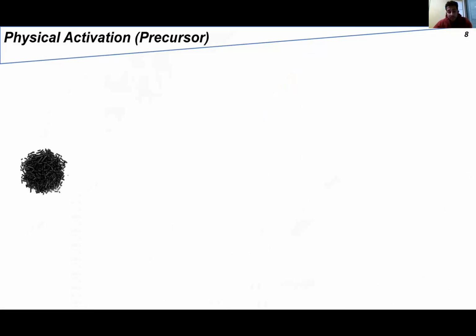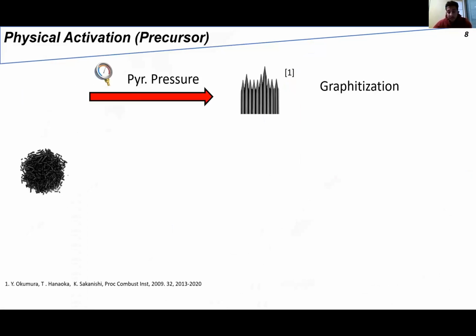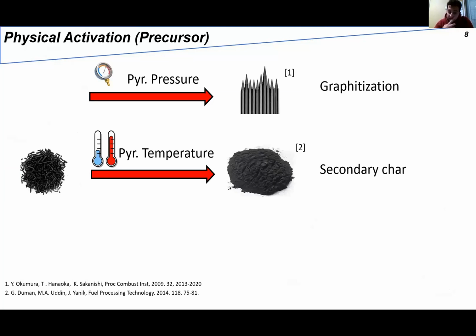Why the precursor? Because depending on the pyrolysis conditions, the biochar can be more or less reactive to gasification. For example, elevated pyrolysis pressure can change the structure of the biochar from amorphous to crystalline, so the reactivity of the biochar can be reduced. Also the pyrolysis temperature, because if we increase it, we can promote the secondary char reactions, which are essentially the cracking. It is a char produced by the cracking reaction of the pyrolysis vapors. And this secondary char is less reactive than the primary char.